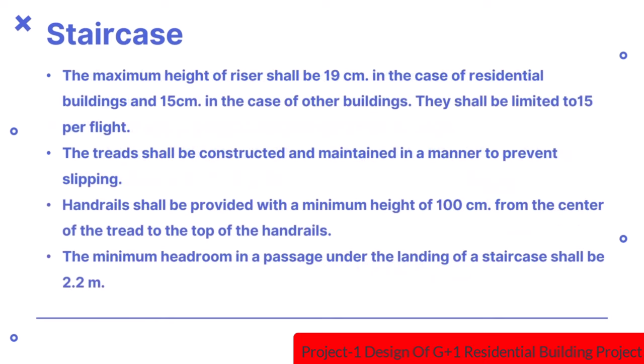The maximum height of riser shall be 19 cm in case of residential building and 15 cm in case of other buildings. The treads shall be constructed and maintained in a manner to prevent slipping. Handrails shall be provided with a minimum height of 100 cm from the center of the tread to the top of the handrails. The minimum headroom in a passage under the landing of a staircase shall be 2.2 meter.